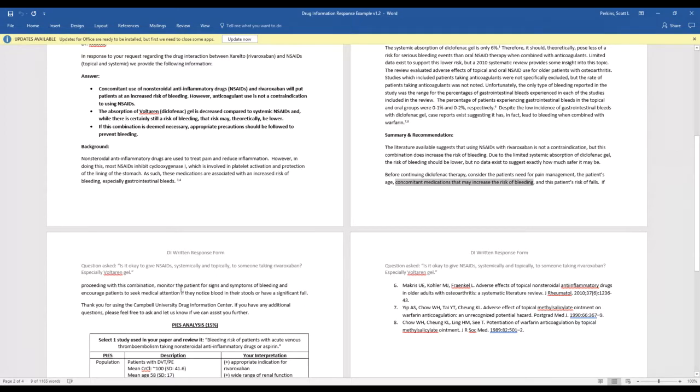Proceeding with this combination, we need to monitor the patient's signs and symptoms of bleeding and encourage patients to seek medical attention if they notice blood in their stools or have a significant fall. So what should they look out for if there is a potential issue? We've addressed all of that, and we just thank them.